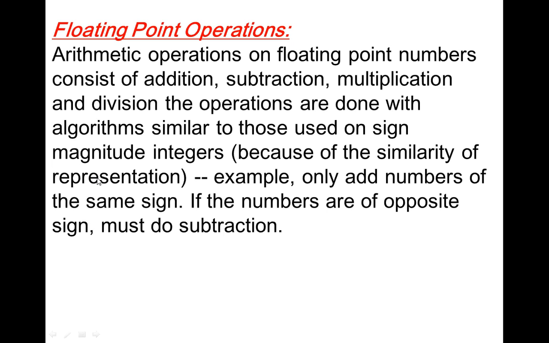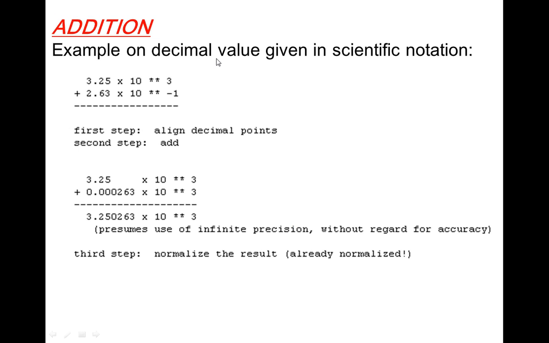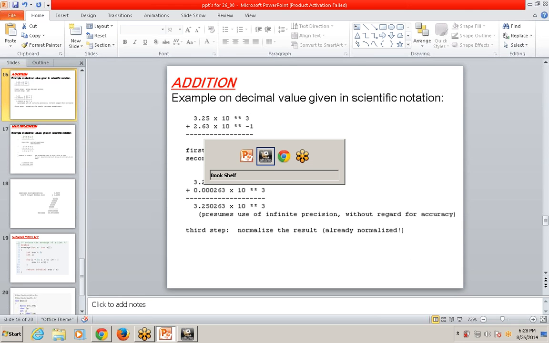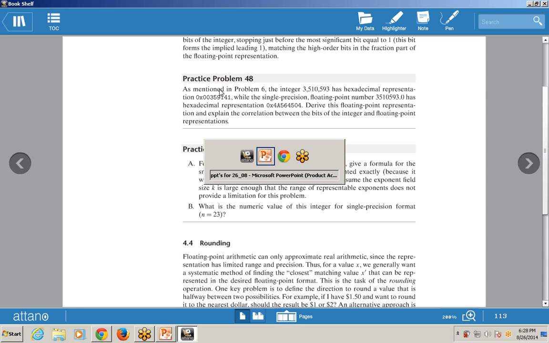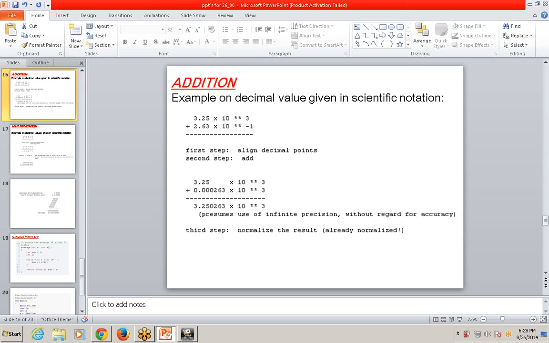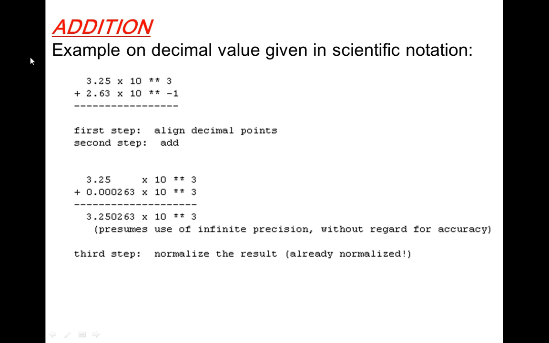Because of the similarity of representation, we only add numbers of the same sign. So if the numbers are of opposite sign, we must do subtraction. Now, let's see how we can add floating point numbers. First of all, an example on decimal values given in scientific notation.